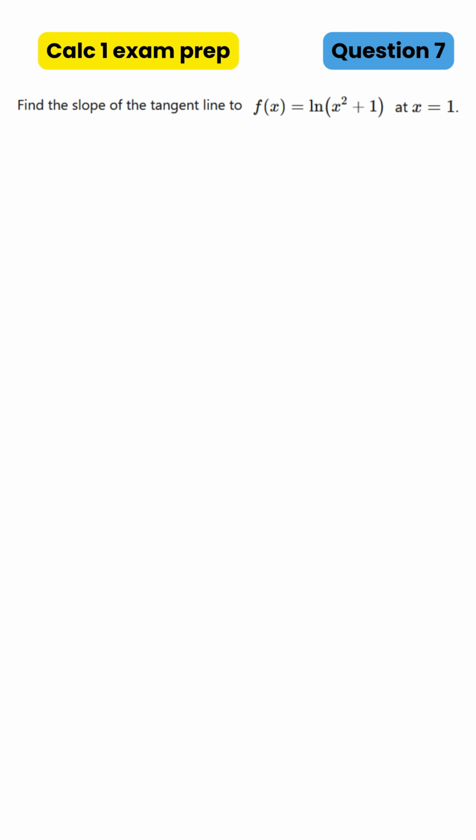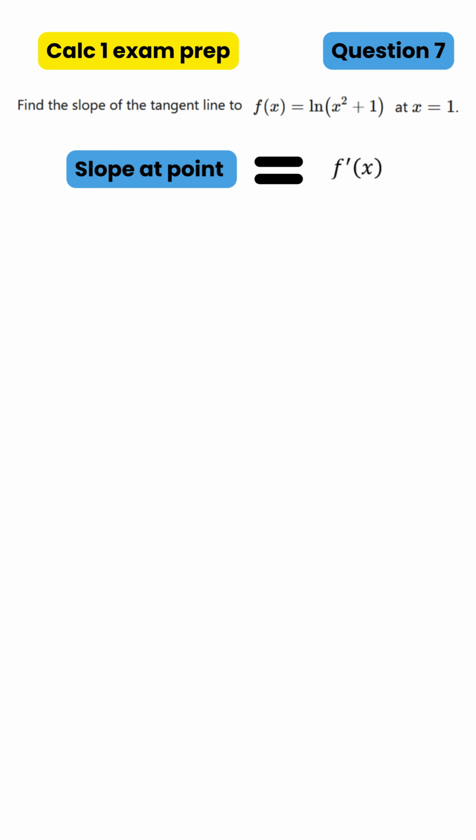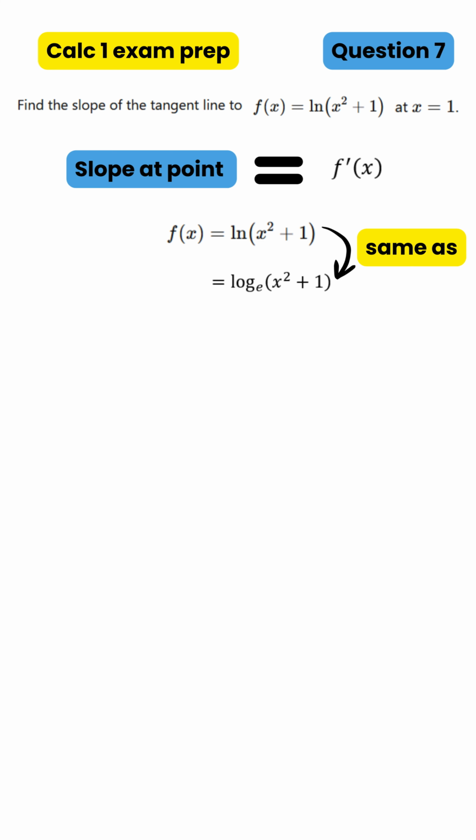In this question, we need the slope of the tangent line to the function f at x equals 1. Remember, to get the slope at a specific point, we always differentiate the function and then substitute that x value into the derivative. That gives the slope at that point, the slope of the tangent. We have a natural log function, which I first think of as a log with base e.